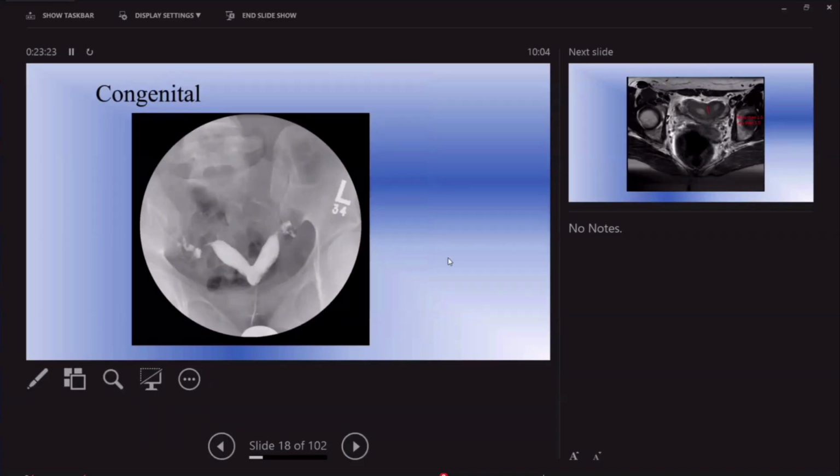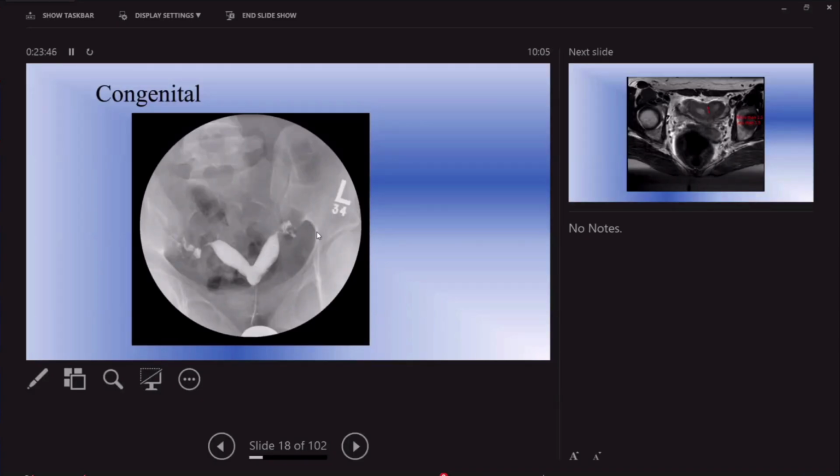Sometimes you are faced with a hysterosalpingogram image. So this is a case of a hysterosalpingogram. This might be the first image that they will show you in the exam. You can see clearly that there are two separate endometrial cavities. However, they are communicating at some point, and you have a cleft identified here.